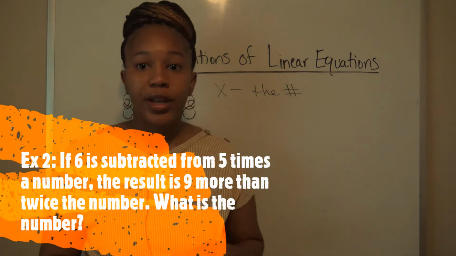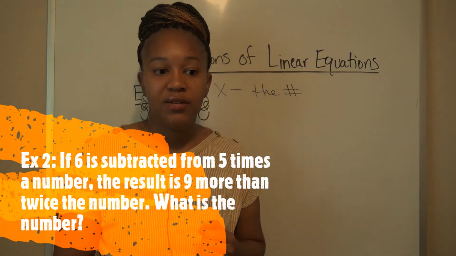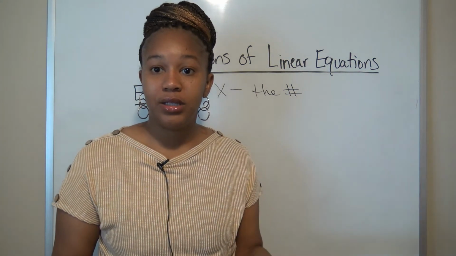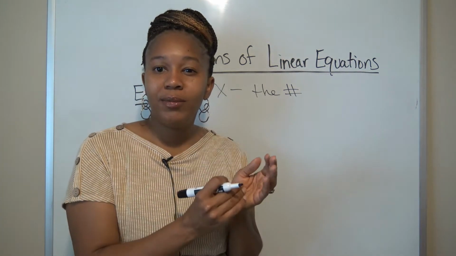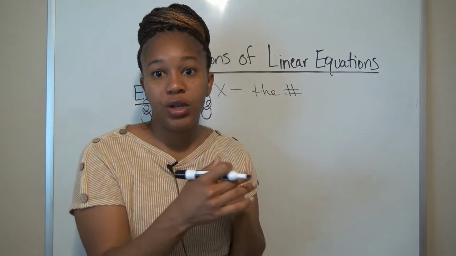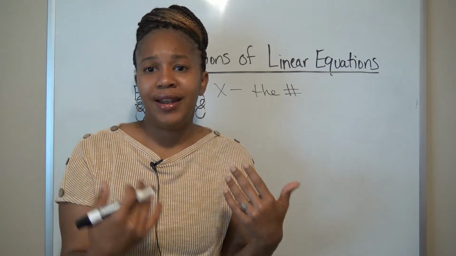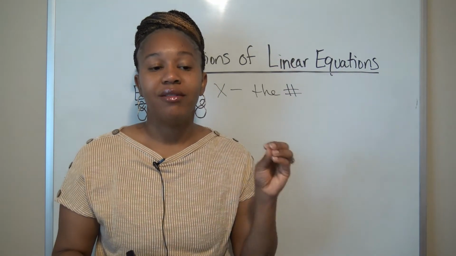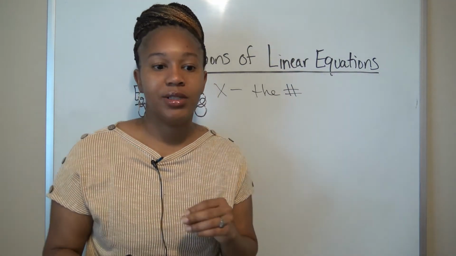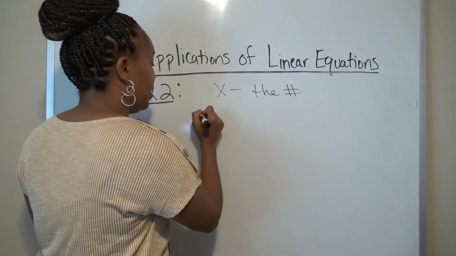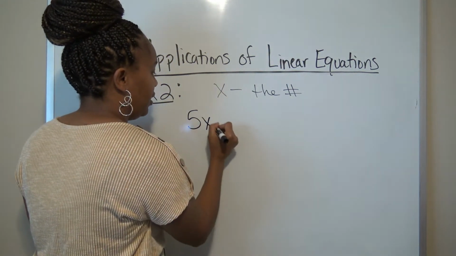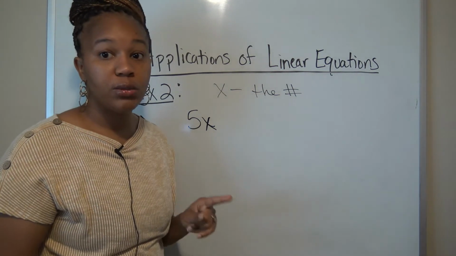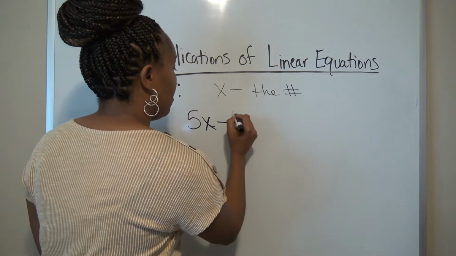So now we need to write an equation based on the information that's given. It says 6 is subtracted from 5 times a number. If you're subtracting from something, it should come after whatever it is you're subtracting. So if you said 9 subtracted from 12, that would be 12 minus 9. So we have 6 being subtracted from 5 times a number. 5 times the number would be 5x, because our number is x. And we're subtracting 6 from that, so it will be minus 6.